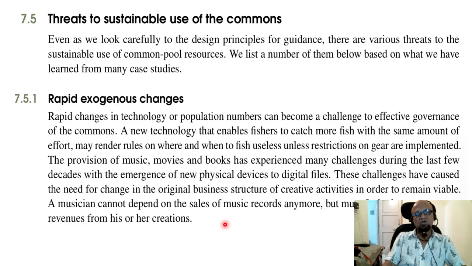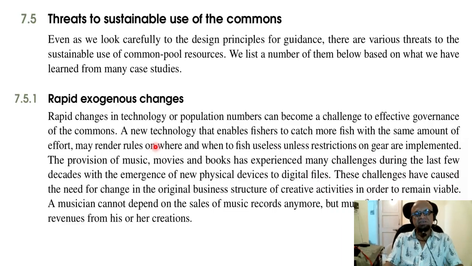studies. So Elinor Ostrom, obviously, as we said, was humble enough to say, I don't have a set of rules, but I can give you a set of design principles that allow you to build institutions to manage, to govern the common pool resources. But then after all that, you still have many threats you have to worry about, and one of the more obvious ones these days is the so-called rapid exogenous changes, especially from technology. So rapid changes in technology or population numbers can become a challenge to effective governance of the commons.